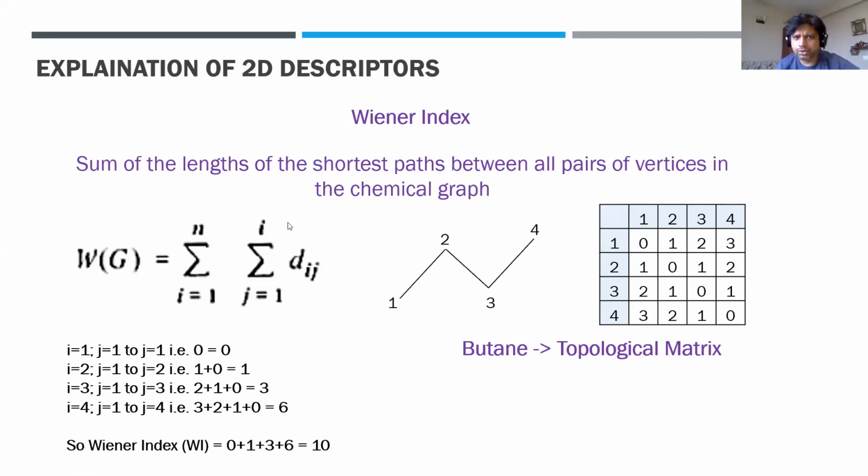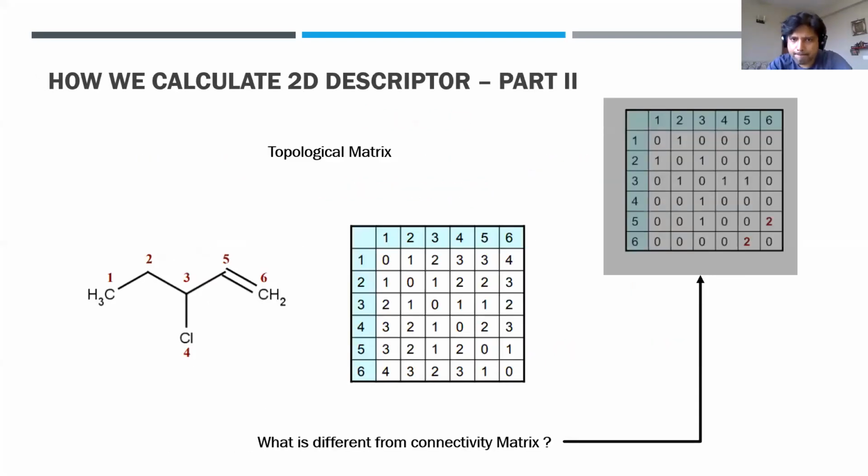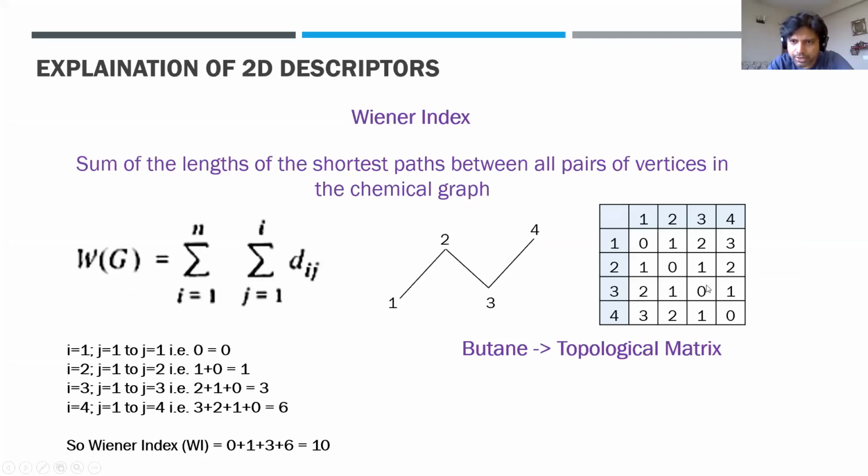Okay, and you can find out that there are many 2D topological descriptors based on a similar formula. You can innovate it, you can add something, and then you can modify the equation. But the Wiener index is the sum of all the shortest distances, so here we are taking the topological matrix. This is butane. I have taken the simplest one, butane, and made its topological matrix, and the formula is this.